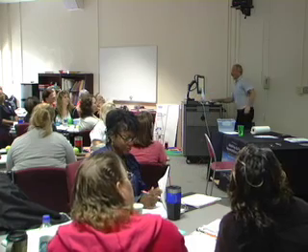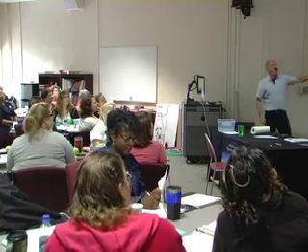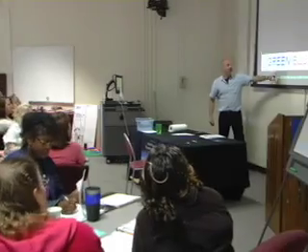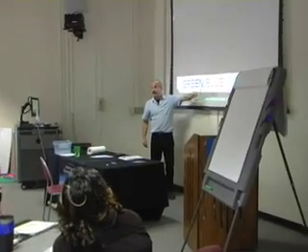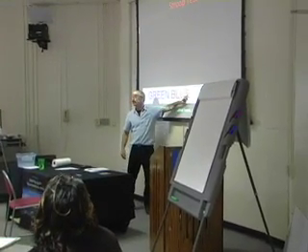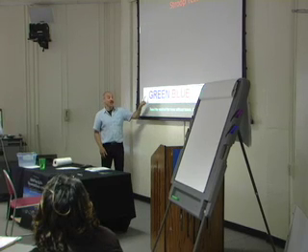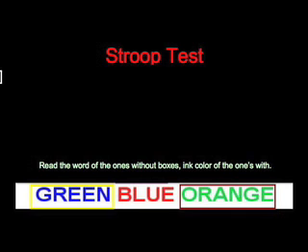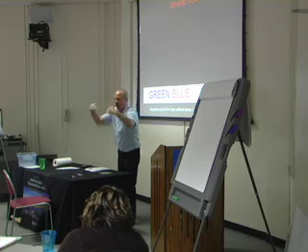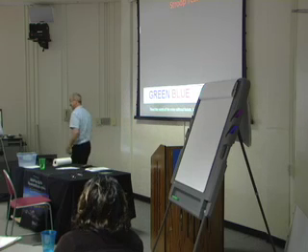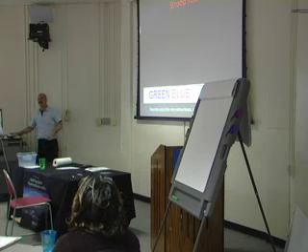Okay? What I'm going to do now is you're going to read the word of the ones without the boxes. So that one you're going to call blue. But you're going to read the color of the one with the box. So that one you would read blue. So this would be blue, green. The boxes mean read the color, go in. Think of the boxes saying go into the word. Okay, now let's try it.